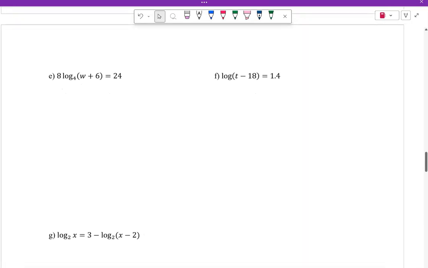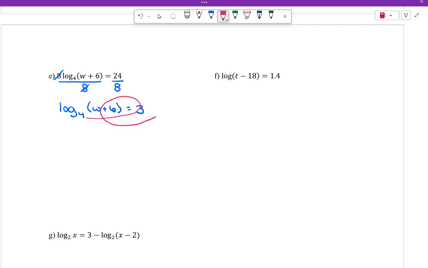Okay, so notice that we need to have log equals a number, but we don't have that. We have that 8 in the front, and that 8 is attached by multiplication. So we're going to undo that with division. So we're going to have log 4 w plus 6 equals 3. Now we have log equals a number, so we can do our e to convert that. So 4 cubed equals w plus 6. 4 cubed is 64.